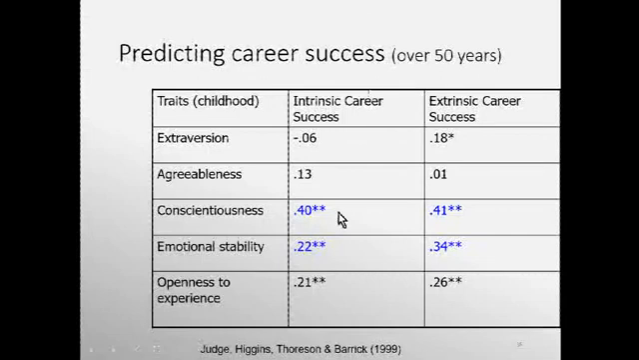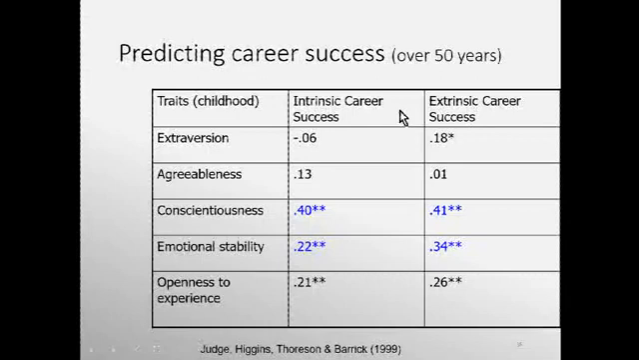We say that a correlation between 0.3 and 0.5 is moderate, less than 0.3 is low, more than 0.5 is pretty strong. Yeah? So there's an approximately moderate relationship between conscientiousness and career success.